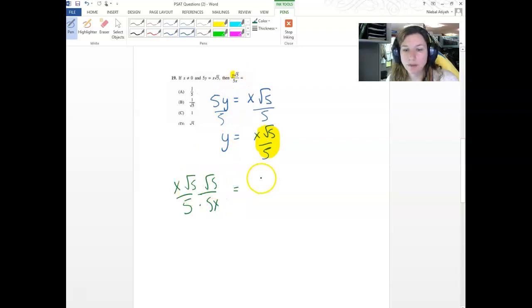The square root of 5 times the square root of 5 is the square root of 25. And then here we have 5 times 5 is 25x. And the square root of 25 is 5. So this simplifies to 5x. Okay. x divided by x is 1. And then 5 divided by 25 is 1/5.